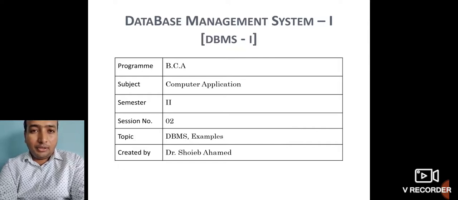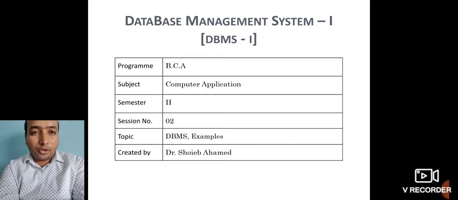Dear students, in today's session we are discussing the database management system, and this is our second session. In today's session, we are going to learn about the database management system as a whole with its properties, and we are going to learn a real-time example, and we would like to understand what actually a database management system is comprised of.